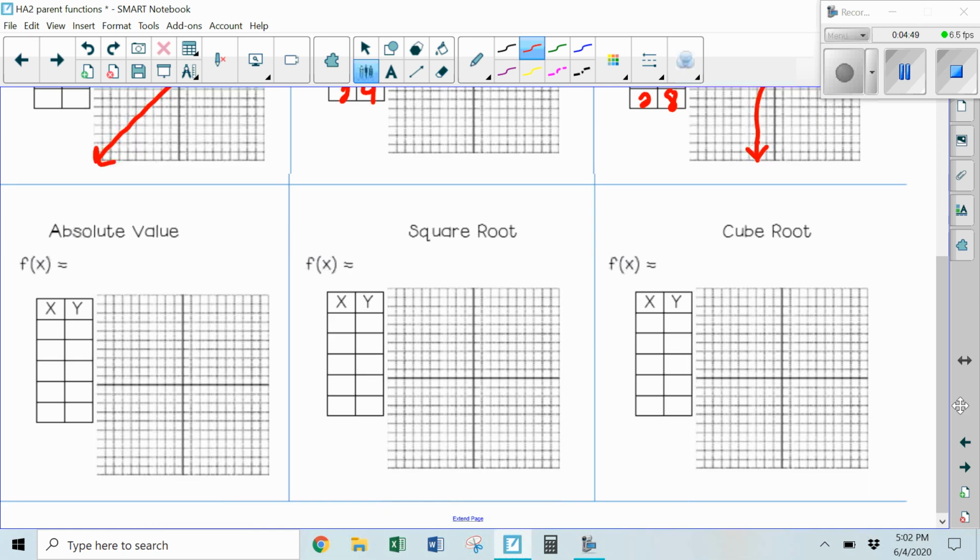Okay, absolute value. Absolute value means distance to 0. So let's make our table. I plug in -2. What is the absolute value of -2? How far is -2 from 0? It's 2 away. If I do -1, that has a distance of 1 from 0. Continue filling out the table and plot your points.